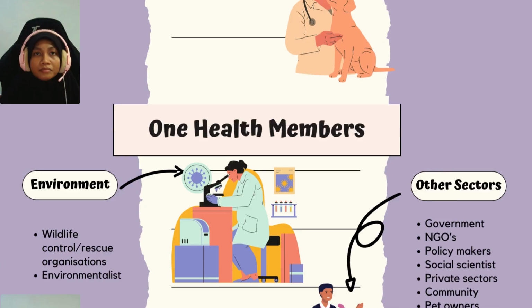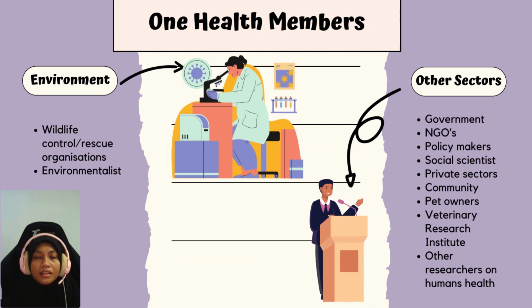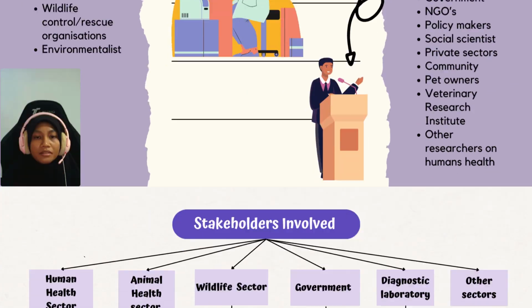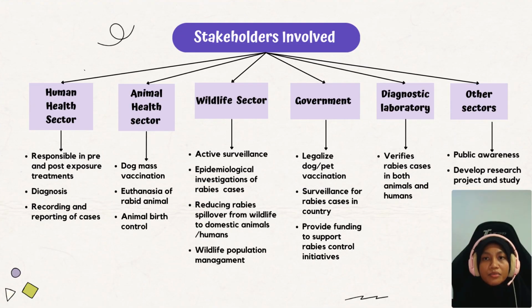In the environment sector, there are wildlife control or rescue organizations and environmentalists, and not to forget the other sectors involved, such as government, NGOs, policymakers, social scientists, private sectors, the community, pet owners, veterinary research institutes, and also other researchers on human health. So these are the respective roles of each of the One Health members that have been mentioned.